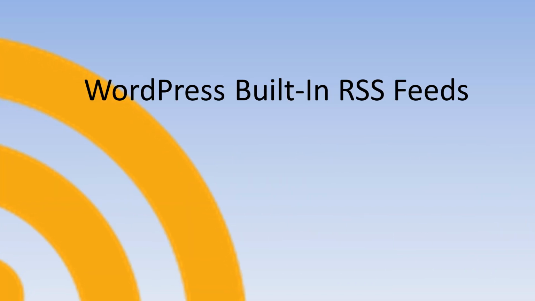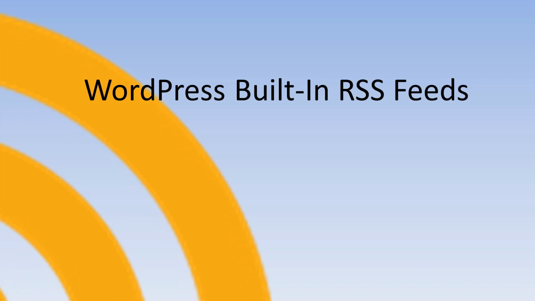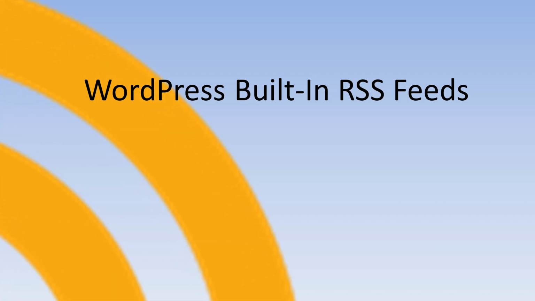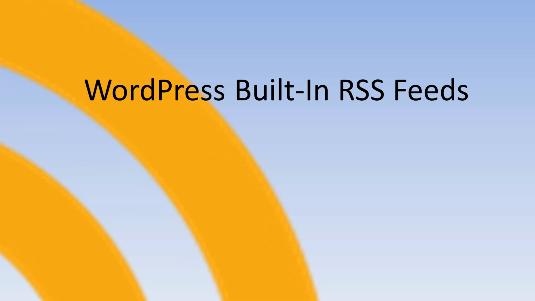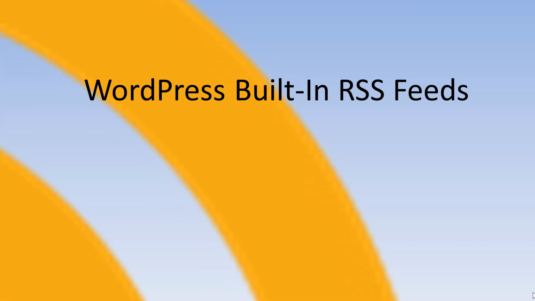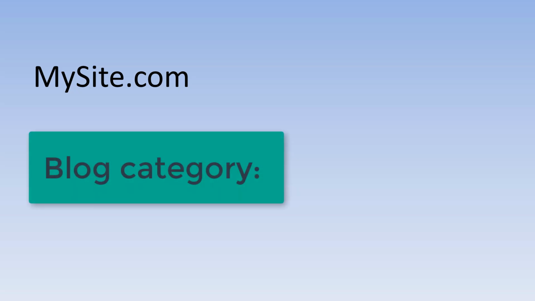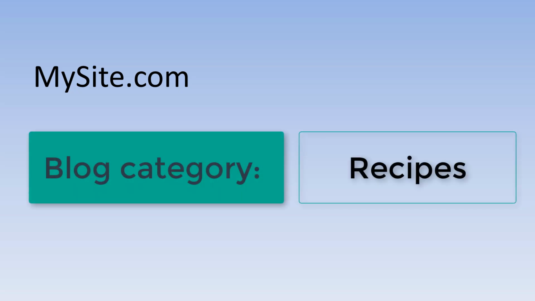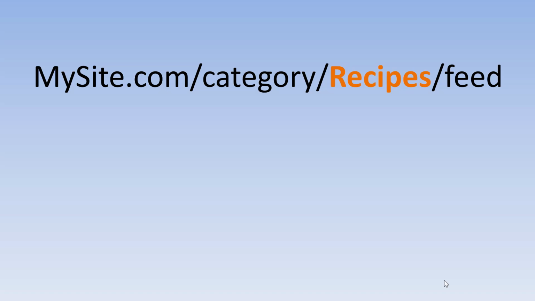Now, before we get into the nitty-gritty of a podcast RSS feed, let's take a look at some more of these built-in RSS feeds that come automatically with WordPress. So WordPress will create a unique RSS feed for every blog category that you define. What does that mean? Let's say I have a website, mysite.com, and I create a blog category called recipes. WordPress automatically will create a feed for that category. So a person could take that feed and subscribe to just posts regarding recipes.